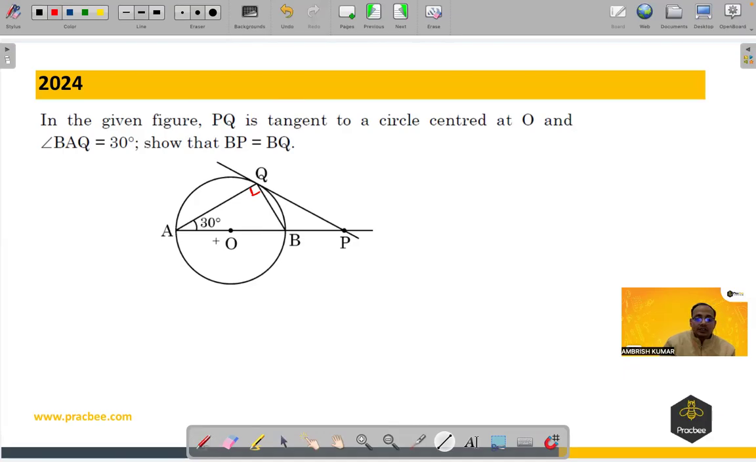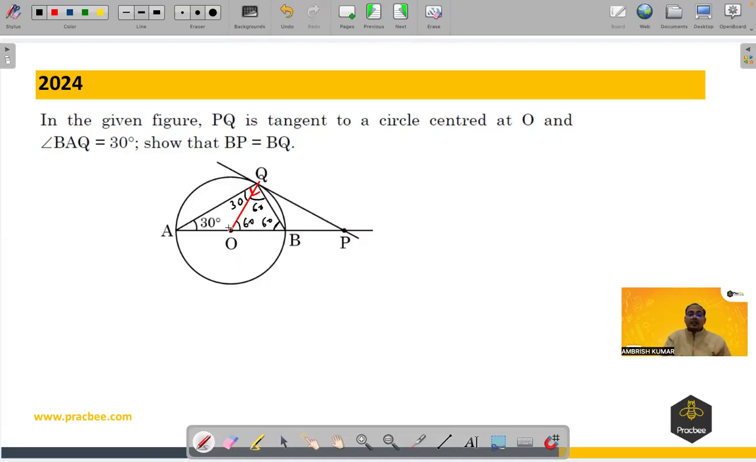So just join this. If you join O with Q, look, OQ and OA are equal, so this is an isosceles triangle. So this angle is going to be 30. If this is 30, total is 60, total is 90. So this angle has to be how much? 60 degrees. If this is 60 degrees, this also has to be 60 degrees. Why? OQ and OB are equal, isosceles. If this is 60, obviously this angle also has to be 60, right?